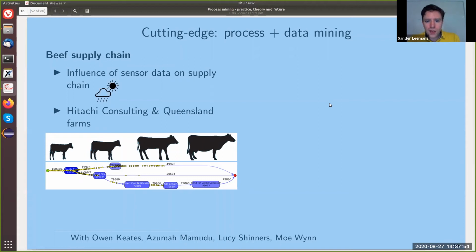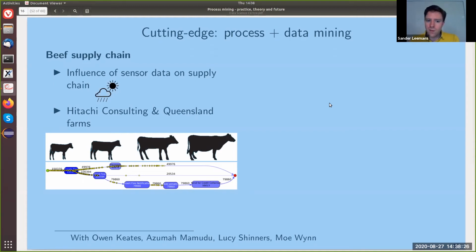So in order to do this, they are measuring a lot of sensor data on farms, and they would like to know how cows move through this supply chain. So when are they moved to the next stage, or are they moved back to a farm at some point? Those are the types of questions that they would like to answer. Because each farm takes these decisions, of course, in isolation, it would be interesting to see the supply chain as a whole.